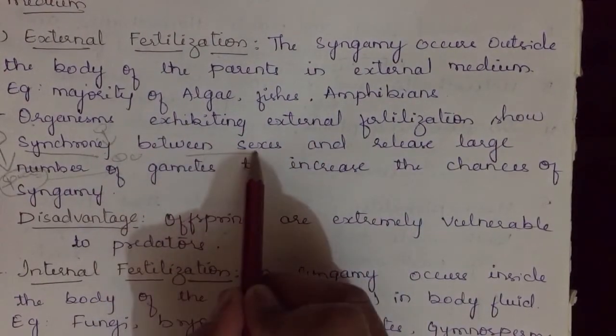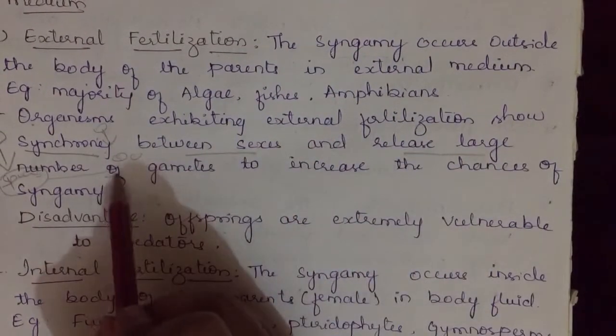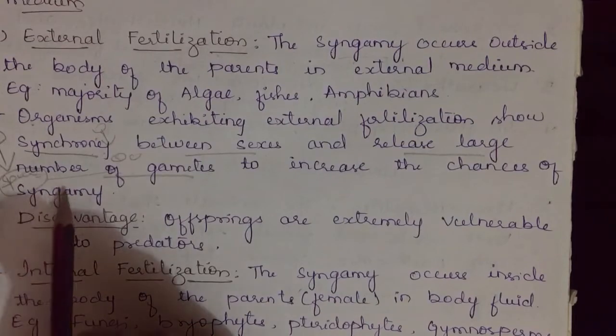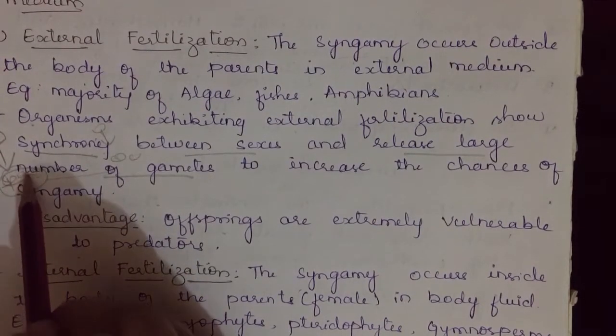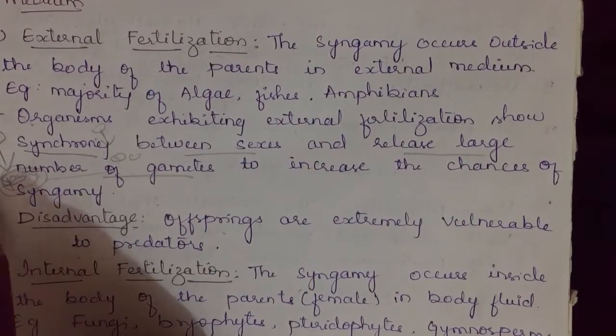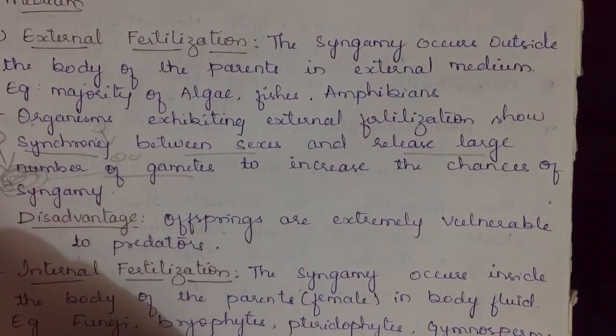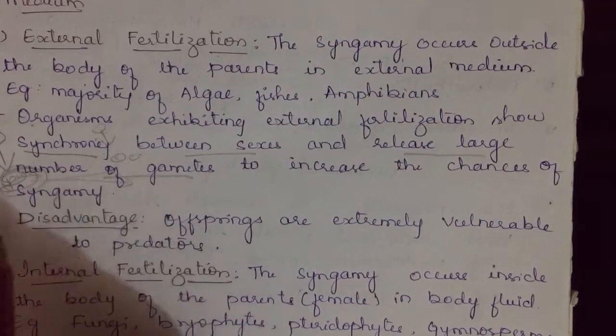Between both the sexes there must be synchronization, and they have to release a large number of gametes, not one sperm, not one ovum. Many sperms should be released, many ova should be released. Why? Because hundreds of sperms in the water are flowing through the direction of the water.